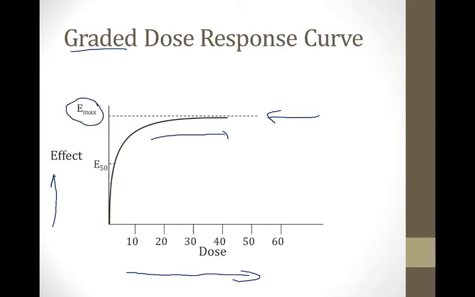We also like to identify a point that is 50% up the y-axis to that Emax. We call that the 50% effect. And if you identify the dose associated with that 50% effect, we call that the EC50 for effective concentration 50, or sometimes it's the ED50 for effective dose 50. But whatever you call it, it's the dose required to achieve 50% of the maximum effect. And that's one of the characteristics for most drugs.